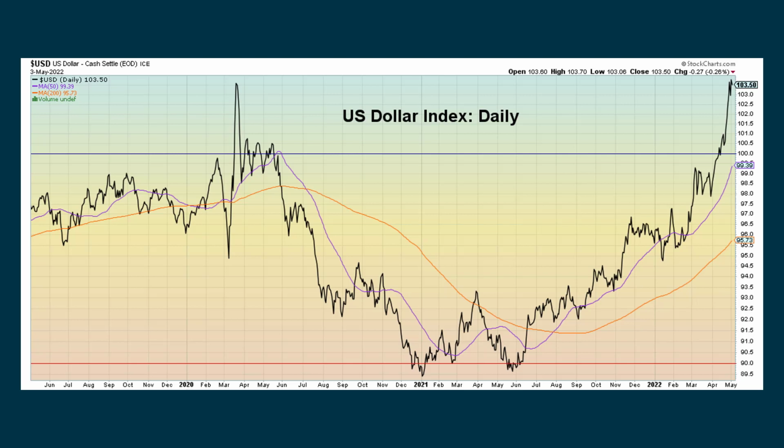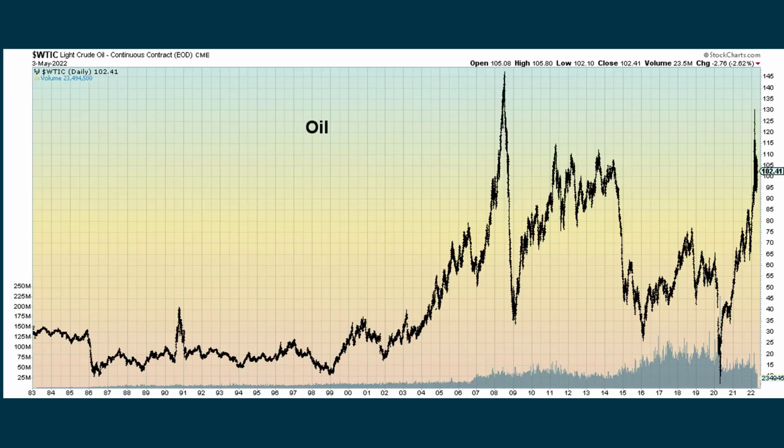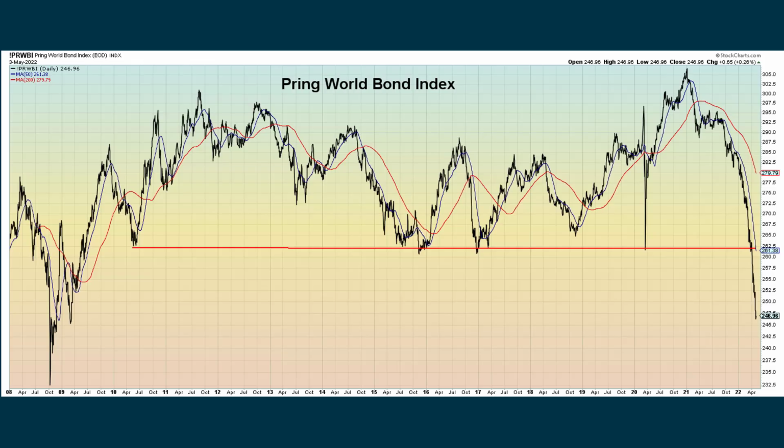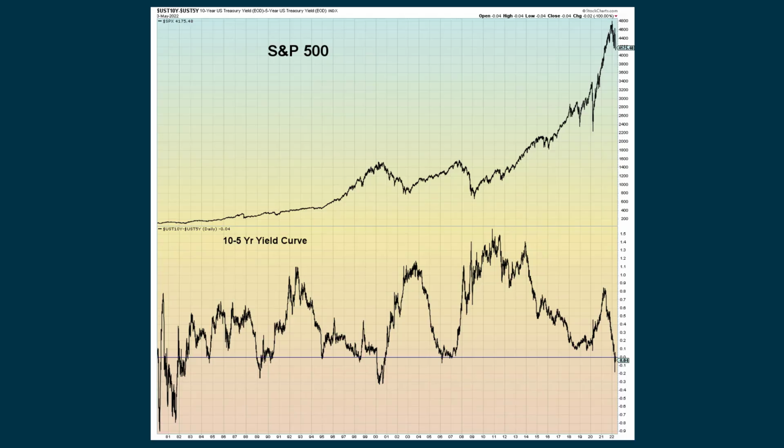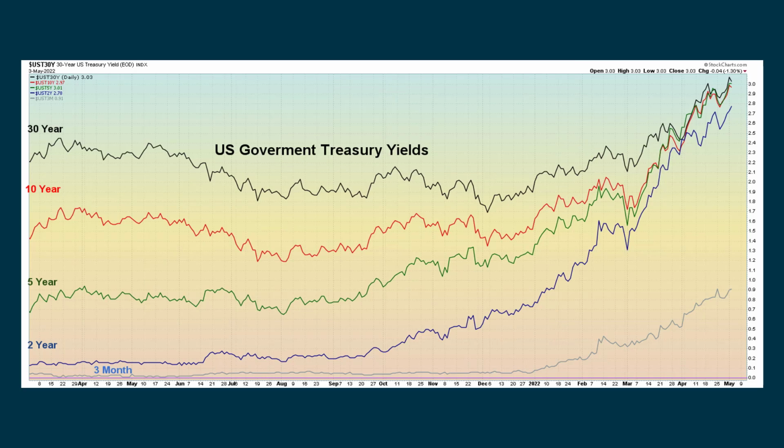Broad market, the dollar was down about 0.25%, but still doing well. It's at 103.5. Oil fell down to the 102.41 level. As far as bonds, they're just falling off a cliff right now. They are very oversold. Here's the 10 to 5 yield curve, where we're just slightly negative at minus 0.04.